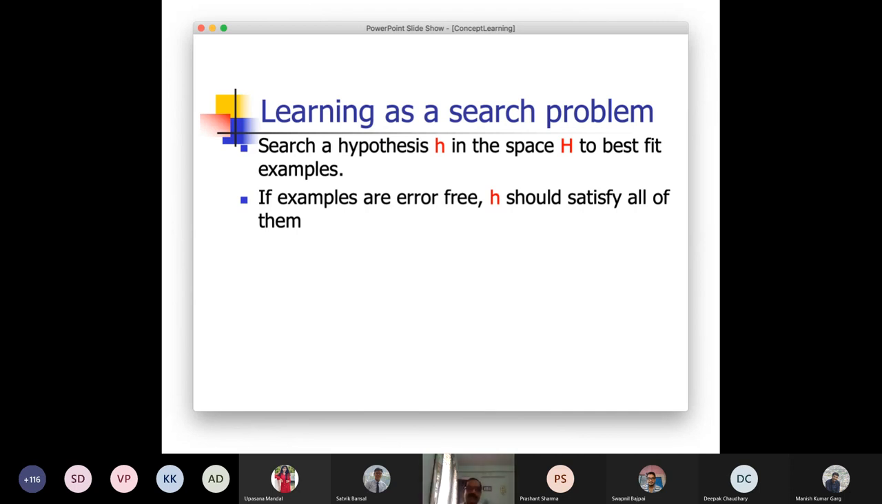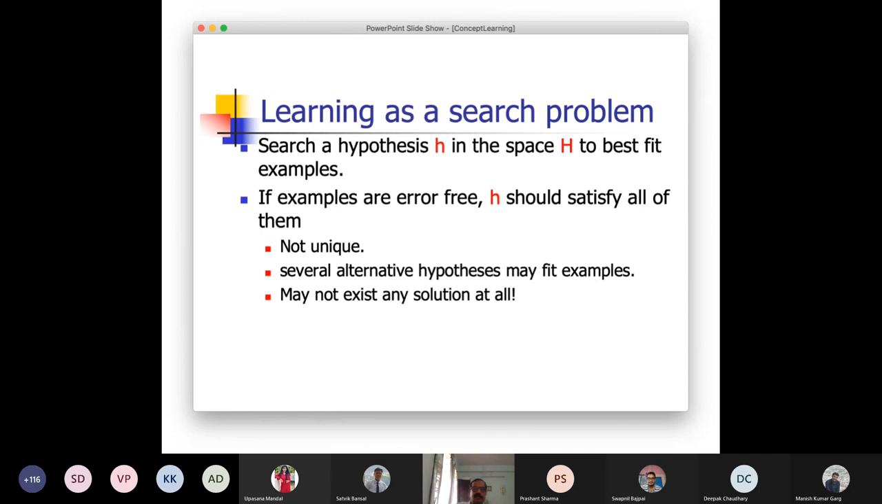We will be coming to that also, why it is required. You should understand that computationally it has become a search problem. As I just mentioned, if examples are error free, then H should satisfy all of them, which is the situation we are presently considering. But naturally, it is not unique. We have seen that there are several alternatives. It may also happen that no solution exists at all. There could be training examples where there may not be any hypothesis fitting them.